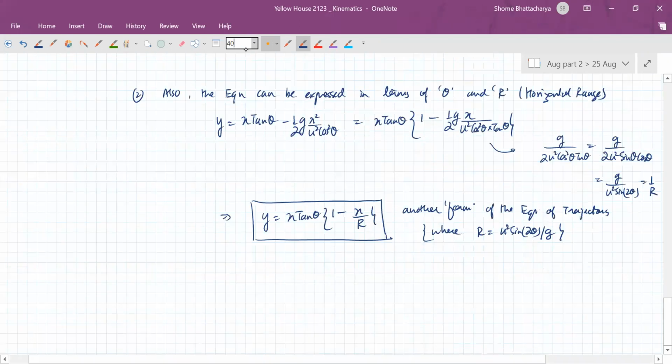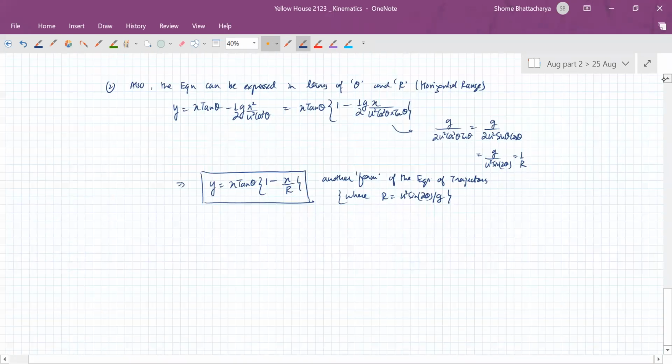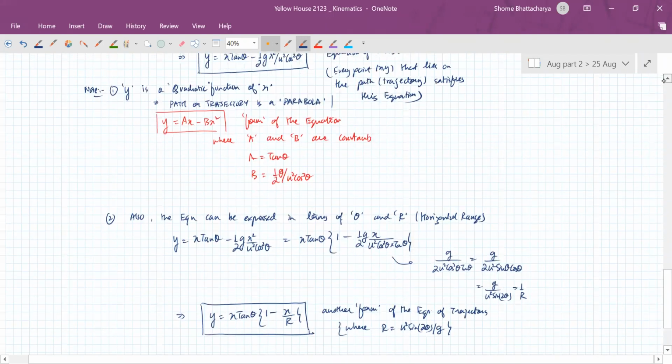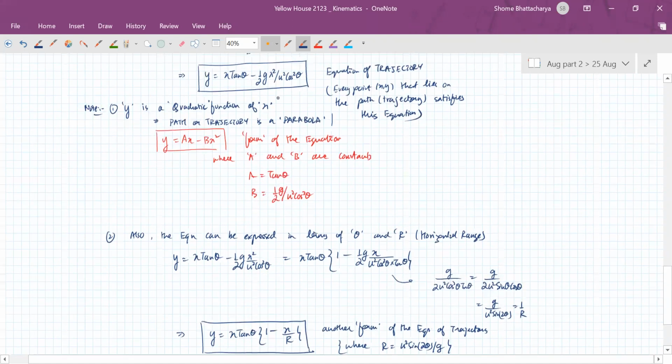Whenever we are applying the equation of trajectory, it's more useful to write it in this form rather than in the above form, x tan theta minus half gx square upon u square cos square theta. It's ultimately one and the same thing, but it's much more useful. Next we will work on some problems, where we'll demonstrate how this second form of the equation of trajectory can make problem solving much faster for certain types of problems.